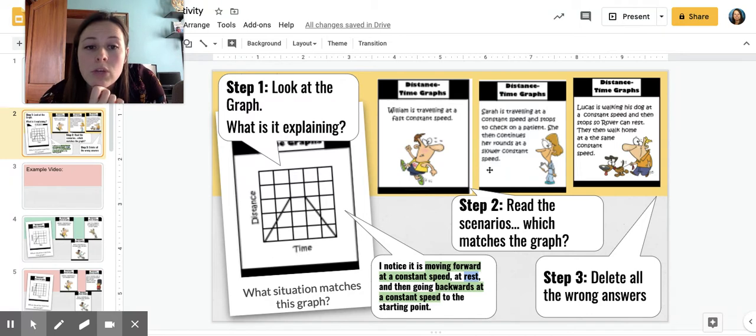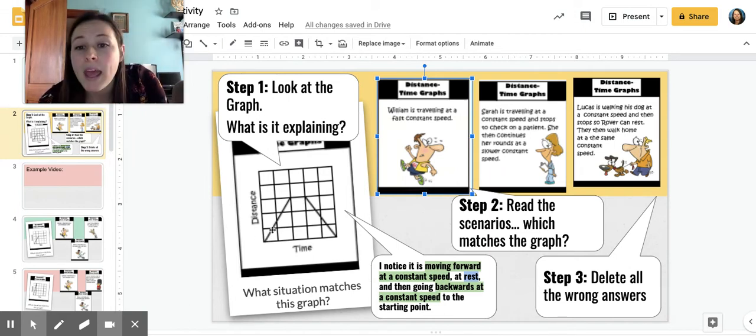Step two, read the scenarios, which matches the graph. Okay, so number one, William is traveling at a constant fast speed. I mean, I have constant speed here, but there's two constant speeds and there's something in the middle. This is a hybrid graph, and that sounds like something that's just going to be a straight line. So I don't think it's this one, but I'll wait. Okay, I'll leave it there.